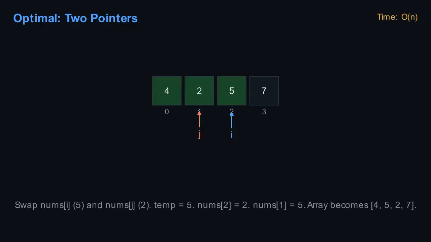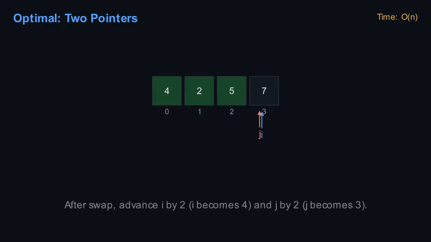This means we have an odd number at an even position, 5 at index 2, and an even number at an odd position, 2 at index 1. This is the scenario where we need to swap. We perform the swap. We store nums[I], which is 5, in a temporary variable, let's call it temp. So temp equals 5. Then we set nums[I], which is nums[2], to nums[J], which is 2. Our array becomes 4, 2, 2, 7. Next we set nums[J], which is nums[1], to temp, which is 5. Our array becomes 4, 5, 2, 7.